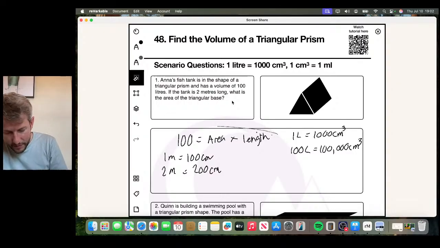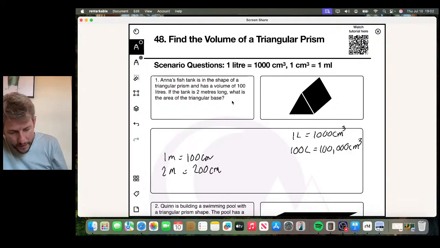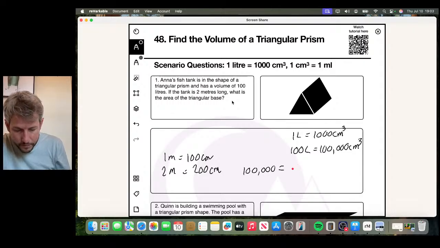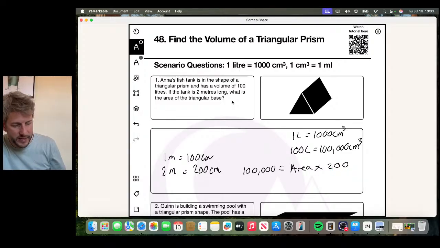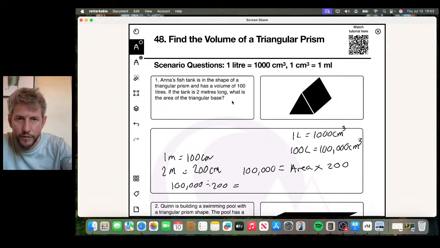Okay, so let me get rid of this here. So we know that 100,000 is equal to the area times 200. Okay, so this is the volume, this one here. This is the length. And then what we just need to do is rearrange this. So we can do 100,000 divided by 200, and that will give us the area of the triangular base.